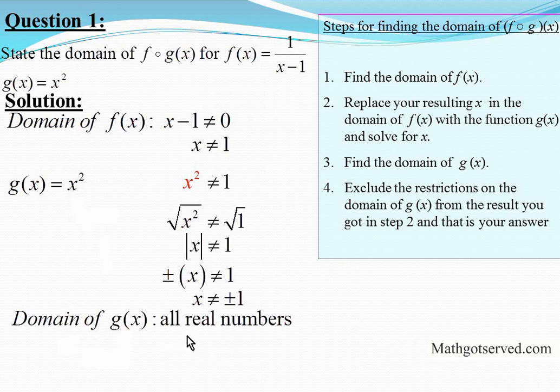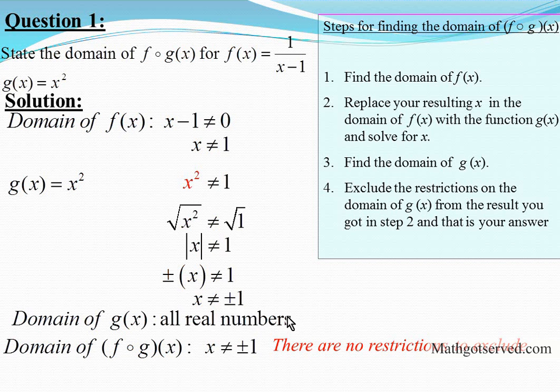So the domain of g of x is all real numbers. There are no restrictions here. So this initial domain we have will suffice as the domain of the composite function. The domain of f of g of x, which is what the original question asked us to find, is simply x cannot be plus or minus 1, because there are no restrictions from step 3 to include or exclude. All right, so the domain is x cannot be plus or minus 1.